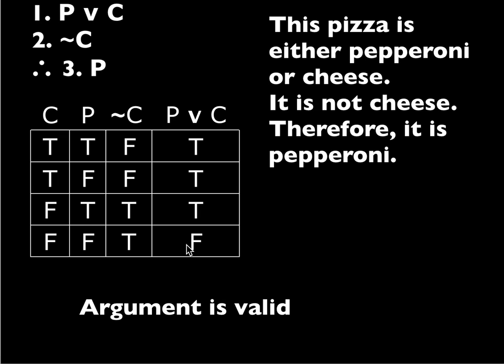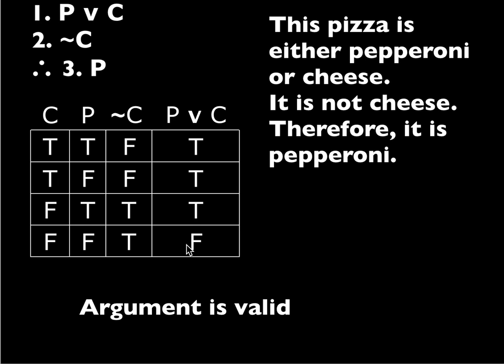Now, what's the connection between that and the definition of validity in Chapter 1? Well, what was that definition? That definition was an argument's valid if it's not possible for all the premises to be true and the conclusion false. If the premises are true, the conclusion has to be true.